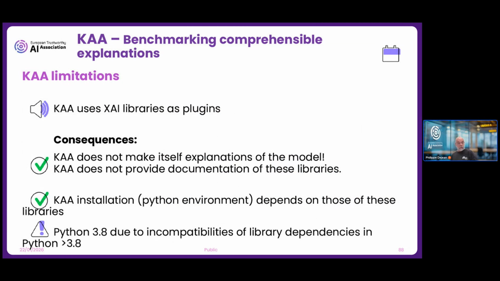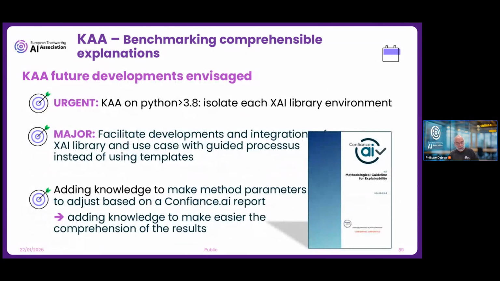But the most important consequence is that the IPD installation depends on the compatibility of all installations of the XAI libraries and their respective dependencies. For that, currently only Python 3.8 can be used to be sure that all libraries can be used together. This problem of dependencies and the limitation to Python 3.8 is identified as an urgent evolution.